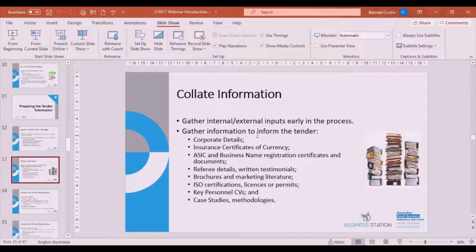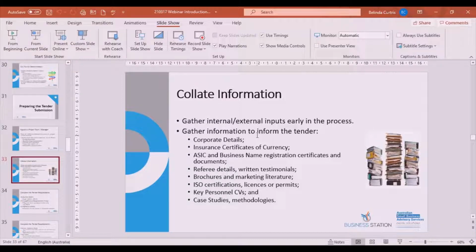If you've got any certifications, licenses or permits, then have a record of those, because you may be asked to include them as an attachment in your bid. Sort out your CV and make sure that that's up to date for yourself and any other key personnel that are going to be involved with the bid. And then put together some case studies and methodologies.